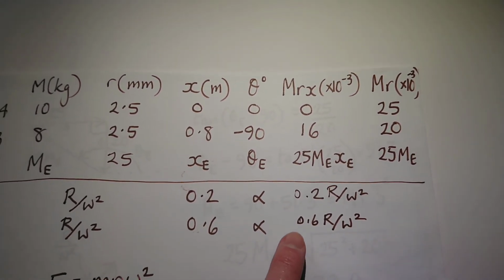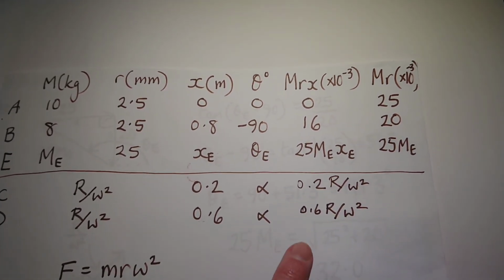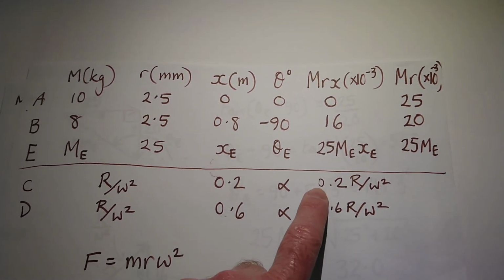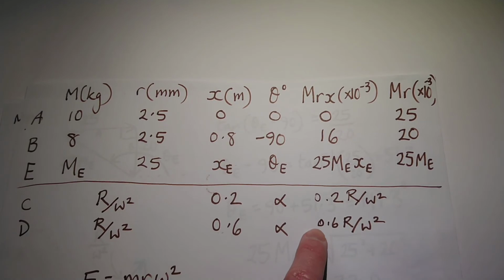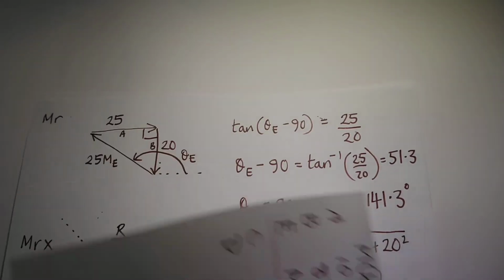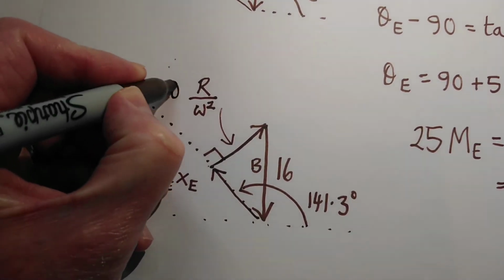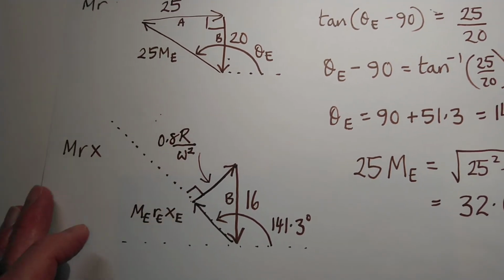And because both of these act at the same angle alpha, in terms of vectors, they're just going to be pointing in the same direction. So that means we can simply add these two together as a single vector, and that's going to give us 0.8 R over omega squared. So let's add that to our little diagram here. So this is going to be 0.8 R over omega squared.